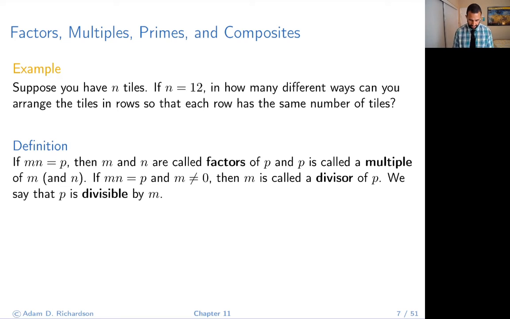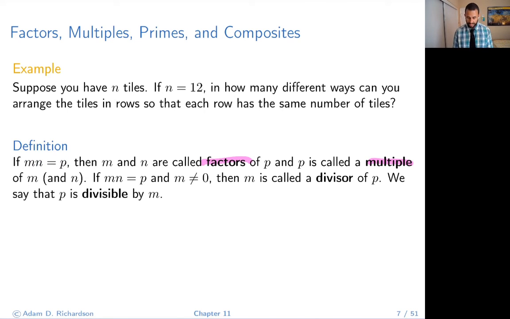All right, so if m times n equals p, m and n are called factors of p. That's what we had talked about before. p is called a multiple of m and n. So in other words, if I take m and multiply it, or I should say add it, n times, then I'll get to p. That means p is a multiple of m, and p is a multiple of n.